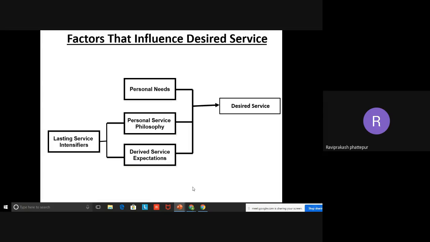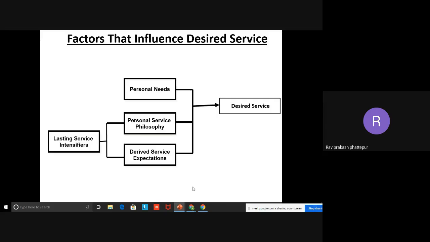So the next one, another lasting service intensifier, is personal service philosophy. Here, it is the customer's underlying generic attitude about the meaning of service and the proper conduct of service providers. What do you mean by this? How do you think about the product? Your personal opinion about the product. You are not thinking about who has said what, whether it is good, bad, or whatever it is. What do you think about that particular product? Your personal philosophy towards that particular product or service. That is very important. So all of these matter.